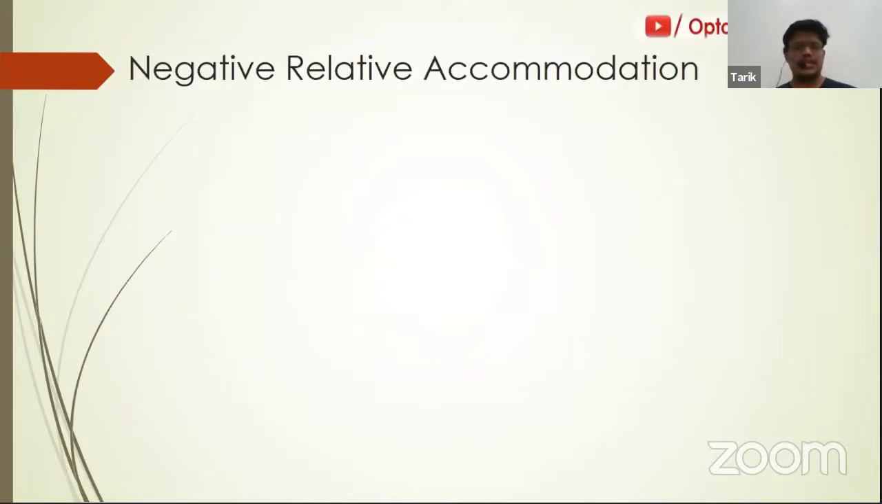Coming on to the next assessment of accommodation, till now we were only talking about amplitude. Amplitude gives us only the quantity, but we should also know how much your accommodation can stimulate and relax, and how quickly it can do that. Negative relative accommodation gives you an idea of how much accommodation you can relax, because we all know there is a mechanism of accommodation relaxation and accommodation stimulation.